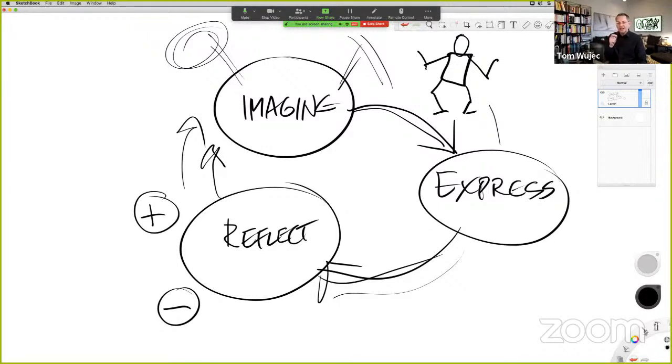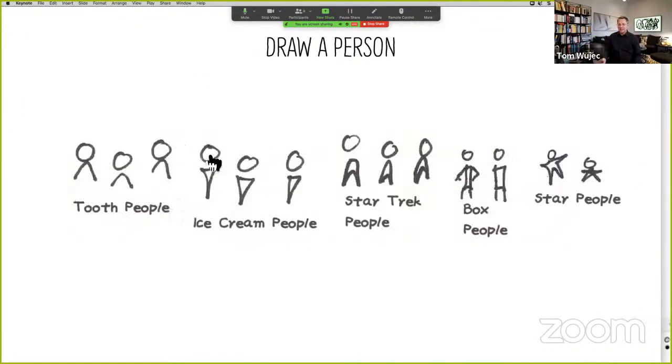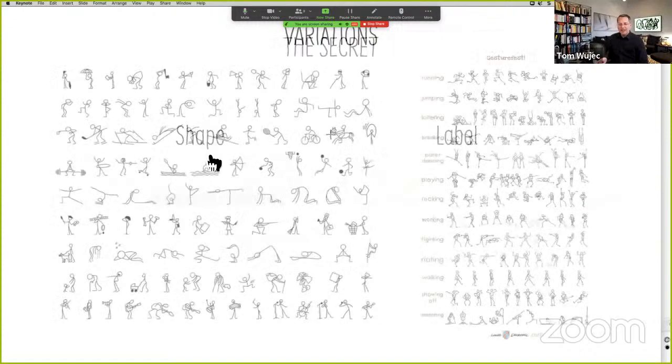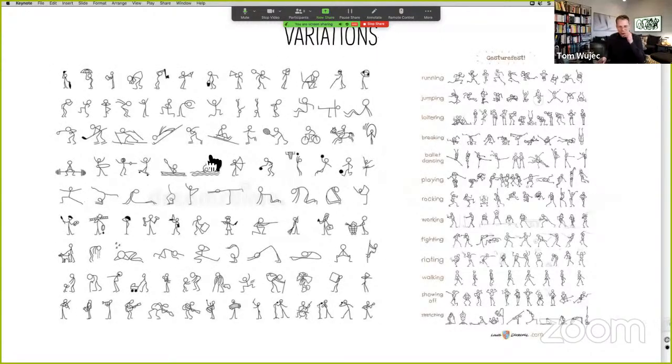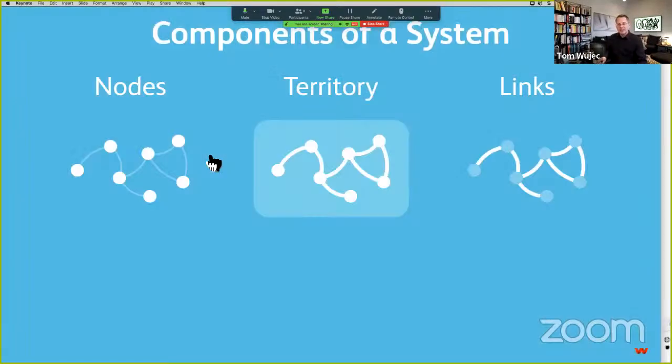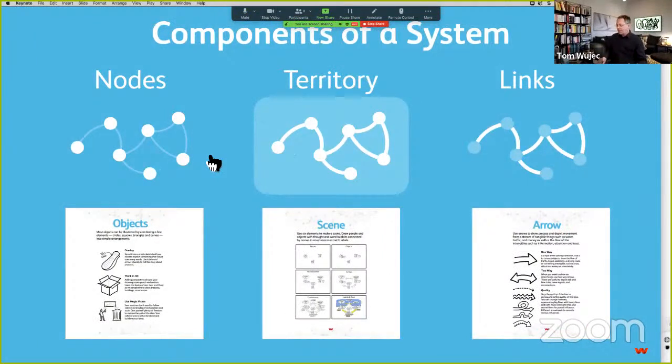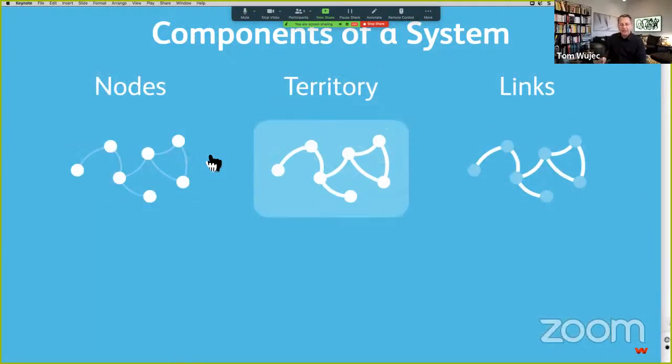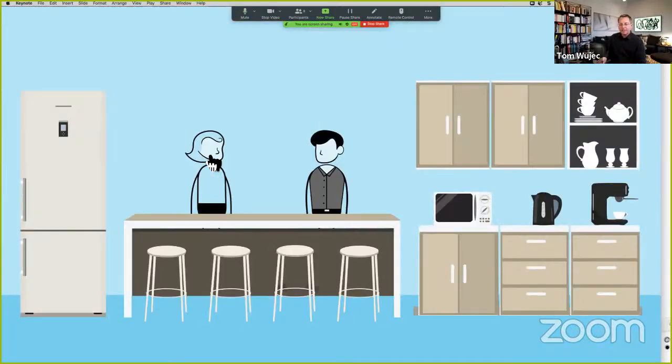And as we do that over and over again, we can become way better and feel much more comfortable as we begin to see different models and different variations. So we've got tooth people, ice cream people. We'll talk more about those in the next workshop. And I don't think we're going to get through everything today, as it's quite rich content. But let me just show you some examples that you might find interesting.